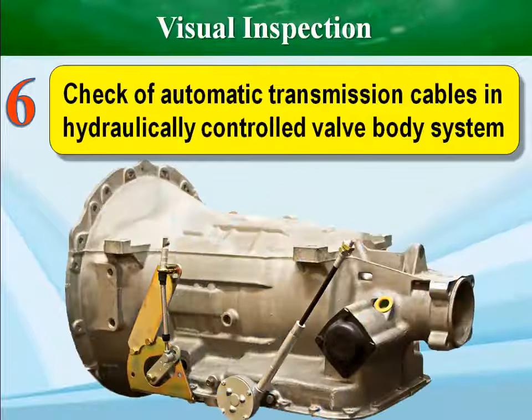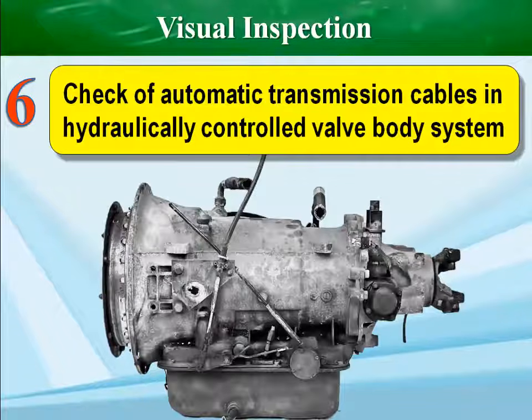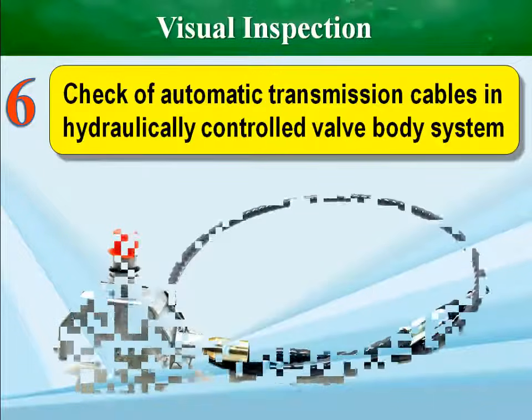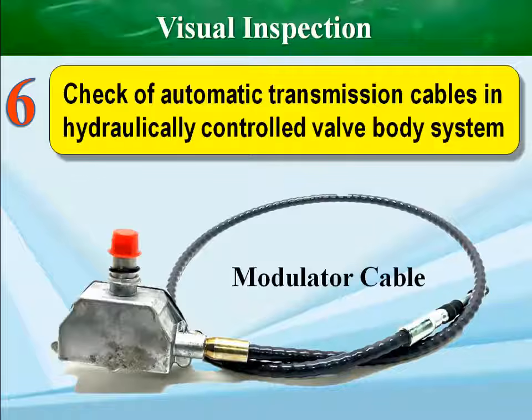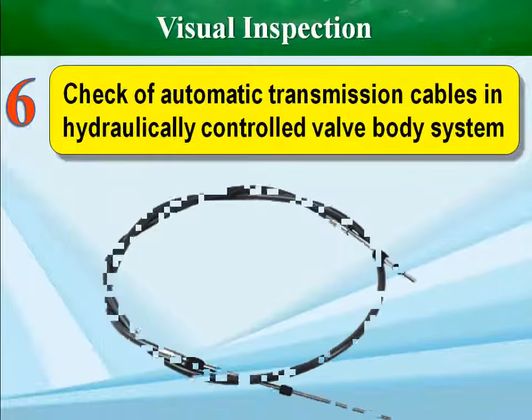A visual check of automatic transmission cables in a hydraulically controlled valve body system involves inspecting the shifter cable and the modulator cable and their connections for any signs of damage, wear, or looseness, which can affect gear shifting.